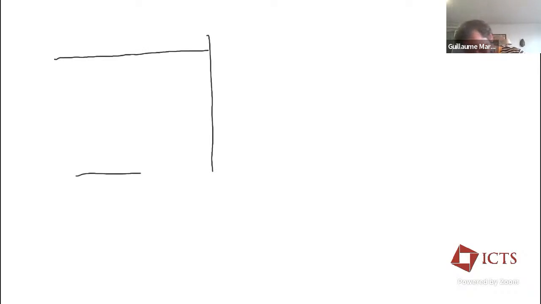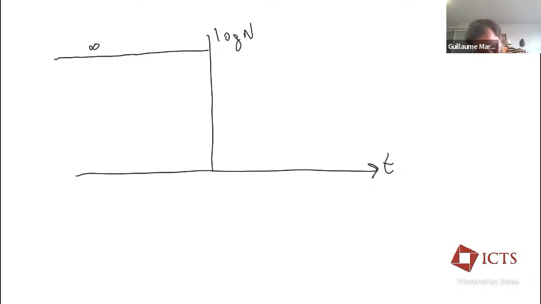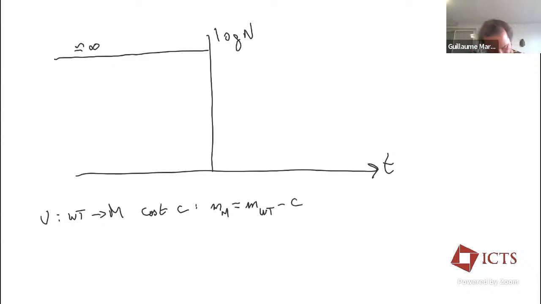So the first ER we're going to do is this one. This is time, this is log n. We have a stable population. It's almost infinite. And there is a mutation rate, U, that makes you go from wild type to mutant. And this mutation has a cost C, which means that the Malthusian fitness of the mutant equals the Malthusian fitness of the wild type minus C. That's in the permissive conditions.